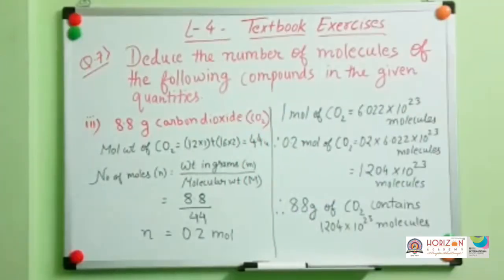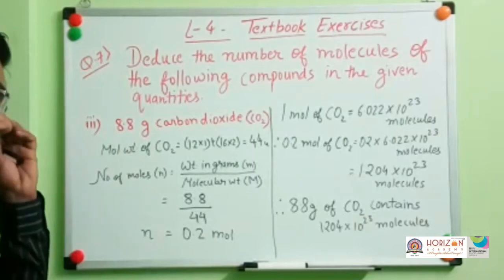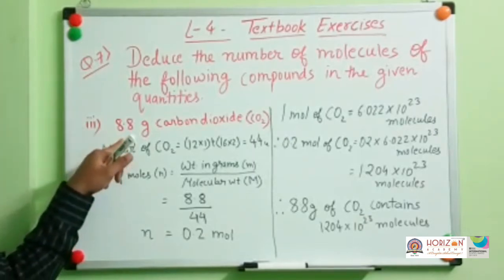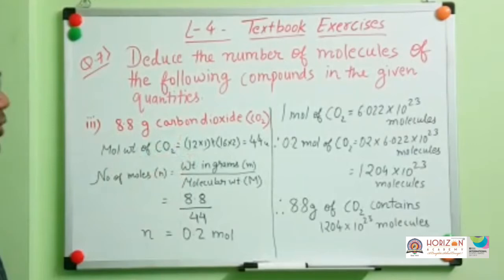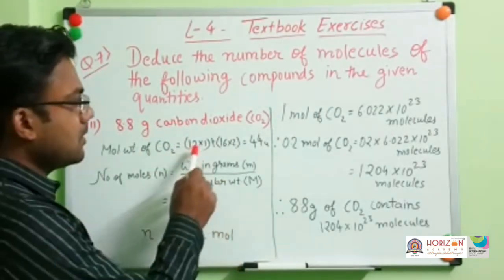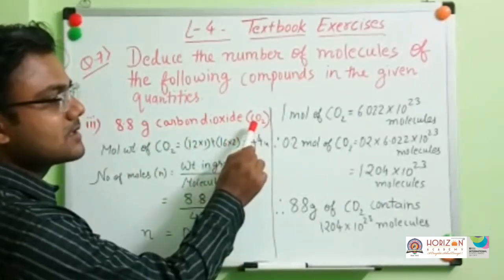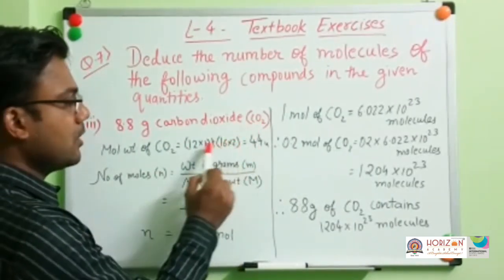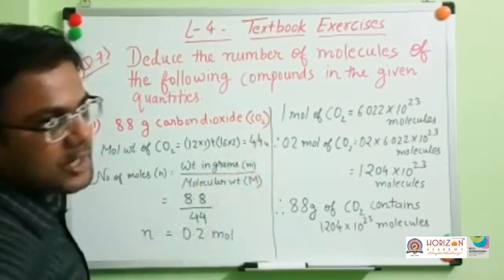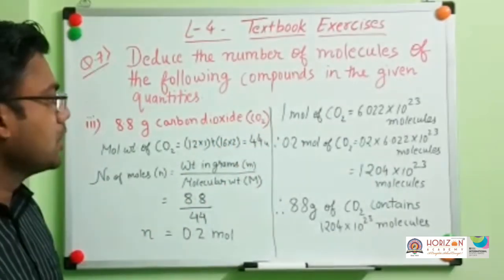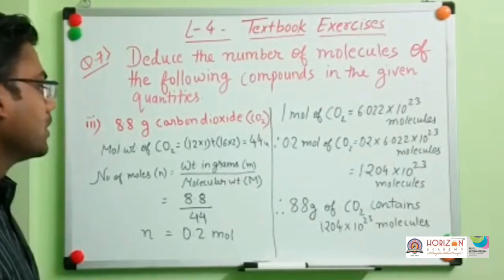Students, let us see the next example. 8.8 gram of carbon dioxide. So weight in grams is given, 8.8. You require the molecular weight of CO2. So you know that carbon weight is 12 and oxygen is 16, but 2 oxygens are there, that's why 16 into 2. So 12 plus 32 will give 44. So 44 is the atomic mass of, molecular mass of CO2.